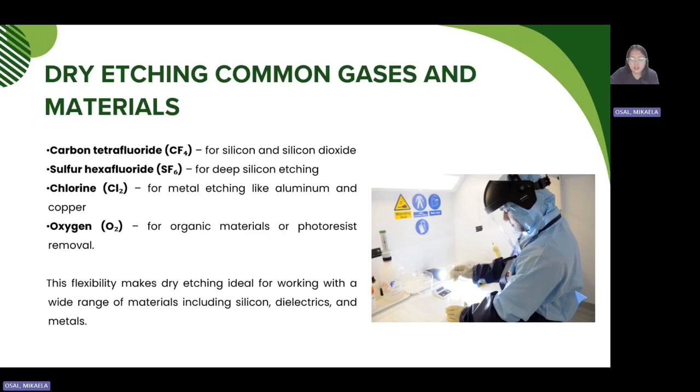Lastly, oxygen. Oxygen is used to remove organic materials or photoresist. It helps in cleaning the wafer surface or stripping off any unwanted photoresist layers. So this variety of gases makes dry etching a versatile technique, suitable for etching a wide range of materials including silicon, dielectrics, and metals. The choice of gas is tailored to the specific etching requirements of the material in question.